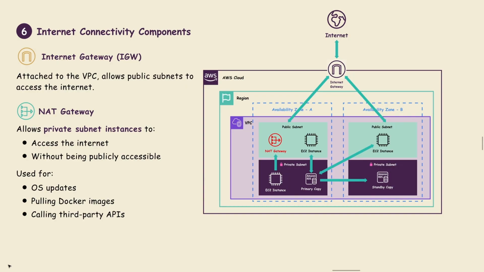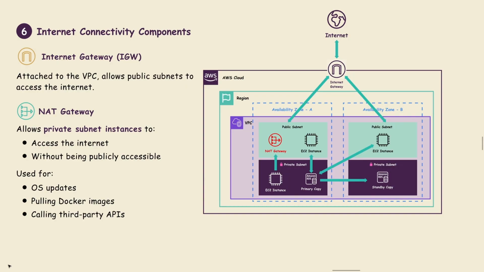Looking at the diagram, we can see a multi-availability zone architecture. At the top sits the internet, connected to the VPC through the Internet Gateway. Public subnets in each availability zone route traffic directly to this Internet Gateway. Resources placed here, such as EC2 instances or our NAT gateways, can communicate publicly. Inside the public subnet of Availability Zone A, we deploy a NAT gateway. Now observe the private subnet below it.